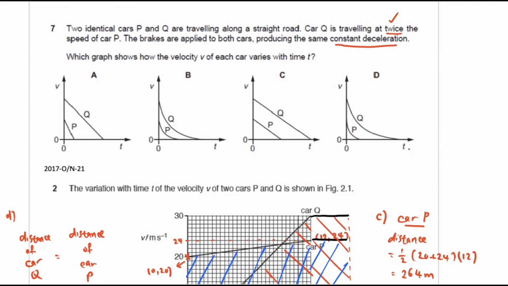When the graph is velocity-time, the gradient is the acceleration. So we should expect a negative gradient because of deceleration. Constant deceleration must be a straight line. So negative gradient and straight line. So it should be C.